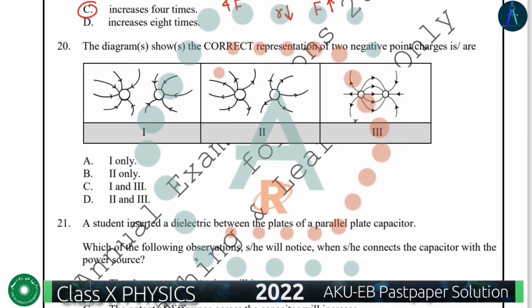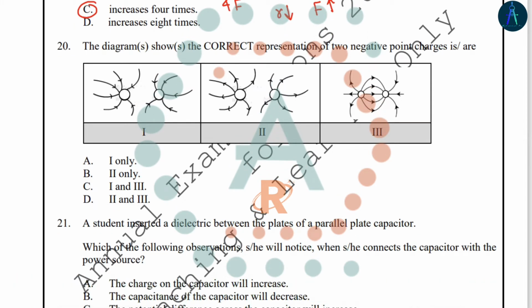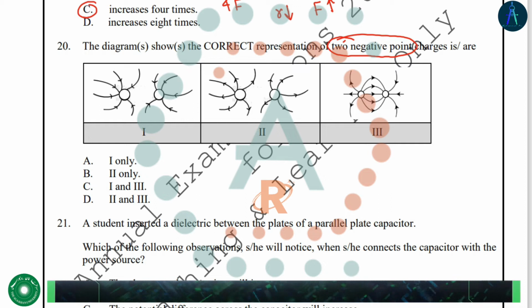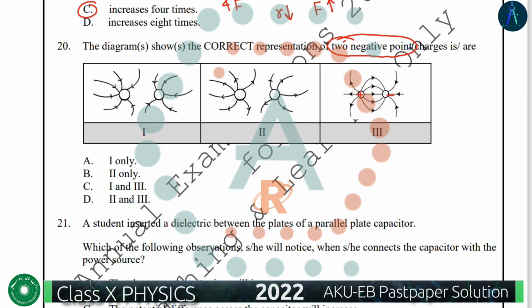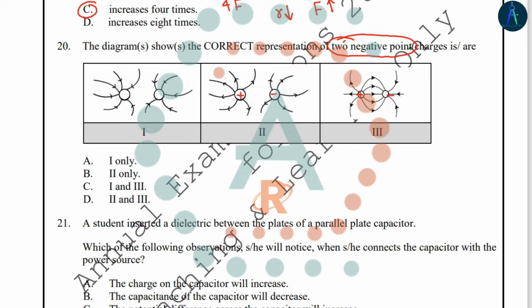Let's see question number 20. The diagram shows the correct representation of two negative point charges. So we have to identify the diagram of two negative charges. This is incorrect because this is a positive and this is a negative charge, and field lines always originate from the positive charge and enter into the negative charge.